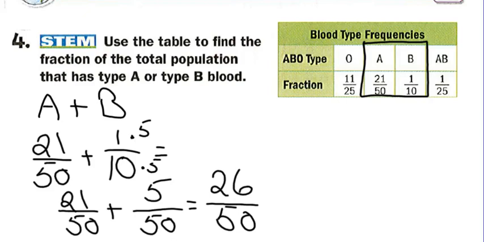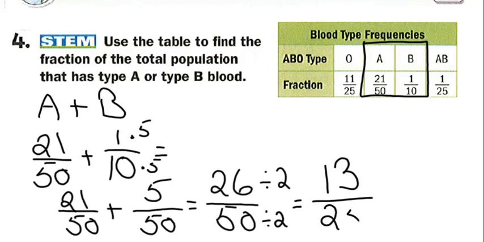But I'm not done. I can reduce that. Those are both even numbers. So looking at it, I know at the very least I can divide them both by 2 to reduce them. So 26 divided by 2 is 13, and 50 divided by 2 is 25. So what fraction of the population has blood type A or B? Well, 13/25ths of the population has type A or B blood.